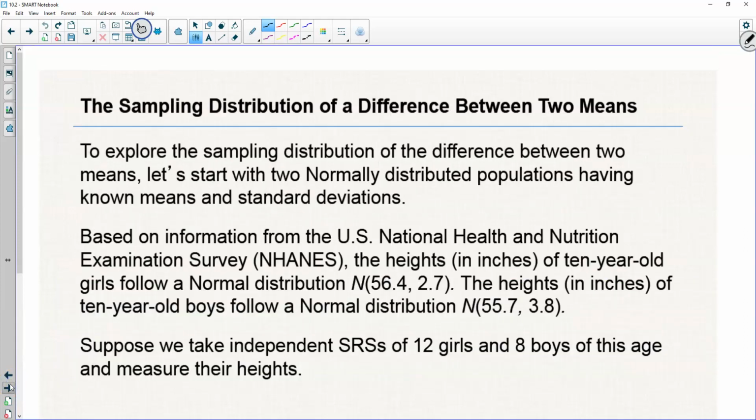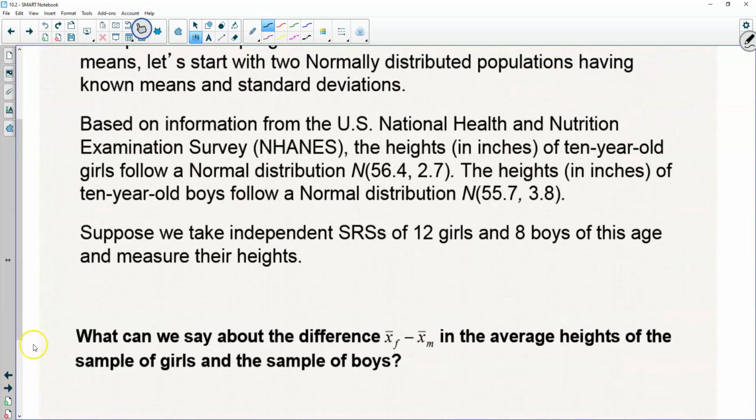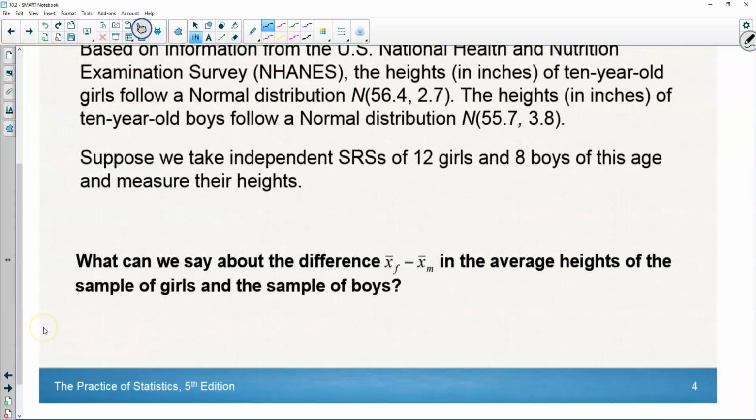So if we're looking at, as an example, the heights of 10-year-old girls following a normal distribution, where the mean is 56.4, standard deviation is 2.7, and the height of 10-year-old boys follows a normal distribution where the mean is 55.7 and the standard deviation is 3.8. Suppose we take simple random samples of 12 girls and 8 boys and measure their height. What can we say about the difference of x bar for females minus x bar for males in the average height of the sample of girls and the sample of boys?